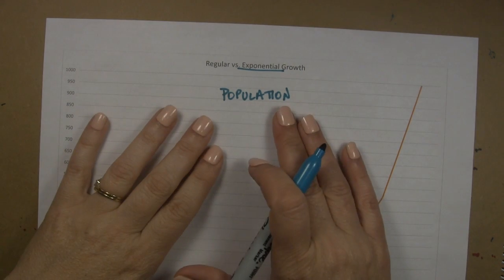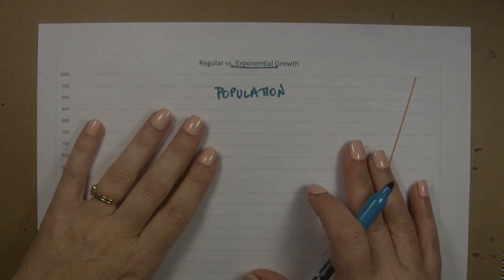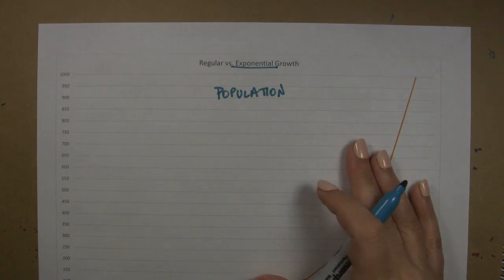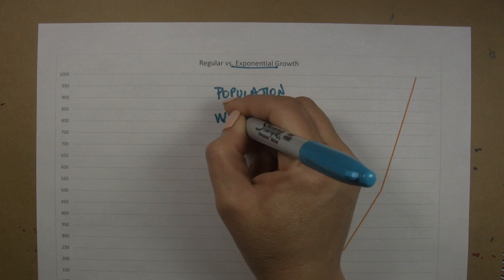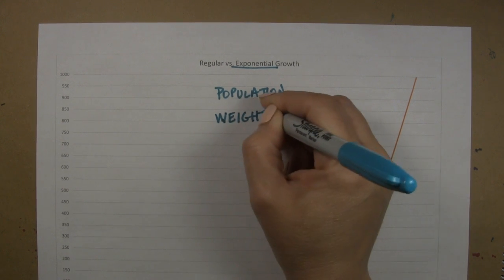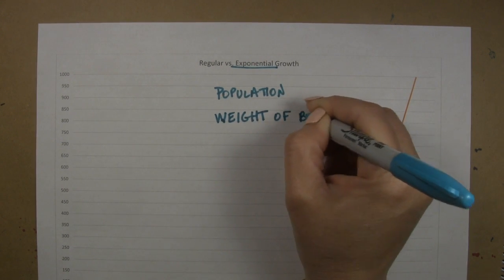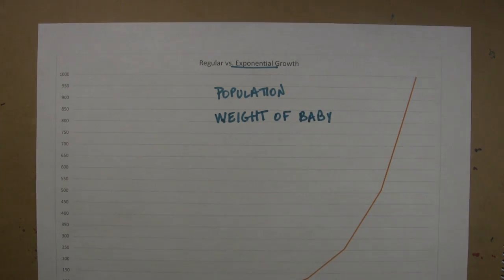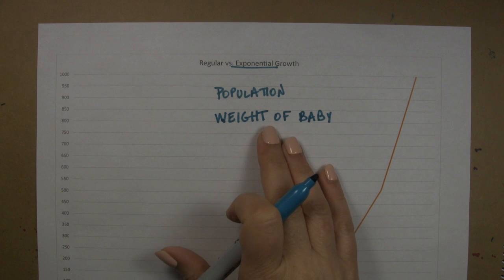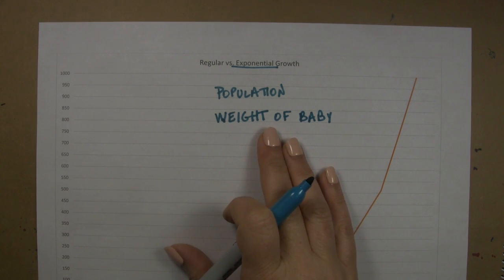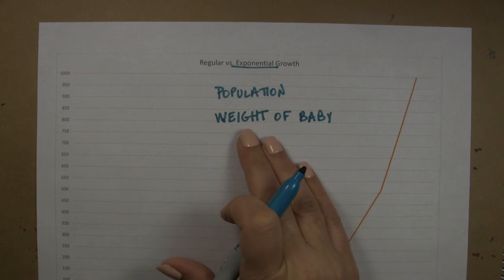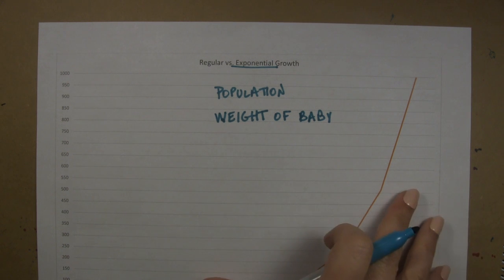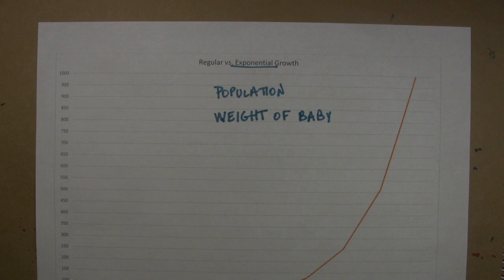Any type of population tends to have some sort of exponential growth factor to it. Another thing that grows exponentially is the weight of a baby. Babies start out quite small, and then they double their weight in just a few months, and then they will double their weight again after that. So the weight of a baby can be said to be exponential.